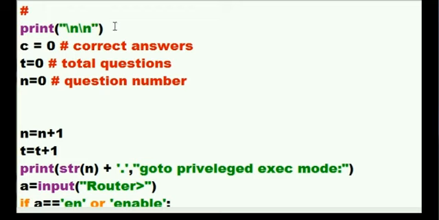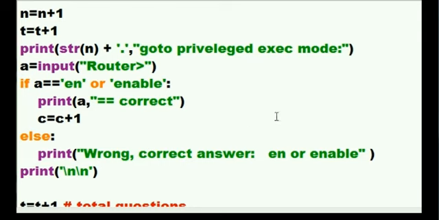First thing I do is print a couple of blanks, and I declare some variables: C for correct answers, T for total questions, N for the current question number. Just before the question, N equals N plus 1, T equals T plus 1. So they were 0, now they're 1. And here's the first question.